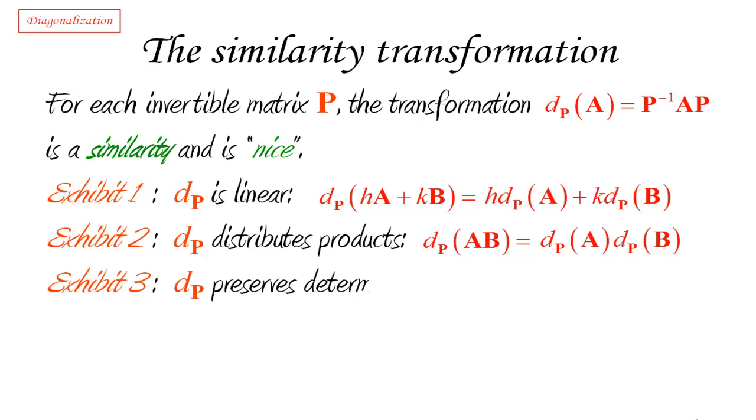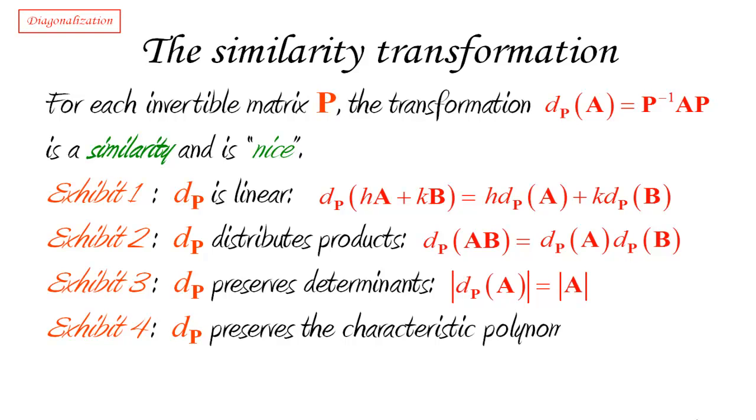Exhibit 3: it preserves determinants as well. What does that mean? It means that if you look at the determinant of the image of A, so that P inverse AP, that turns out to be exactly the same as the determinant of A. So by applying this transformation, we go from one matrix to another one. Both the beginning matrix and the end matrix have the same determinant. Again, prove it. Very, very easy. This is probably the shortest of the three I've shown you so far.